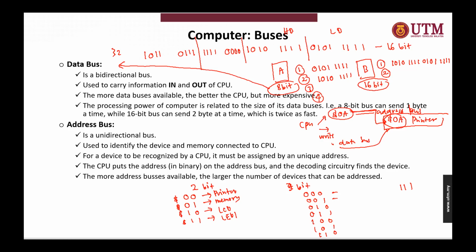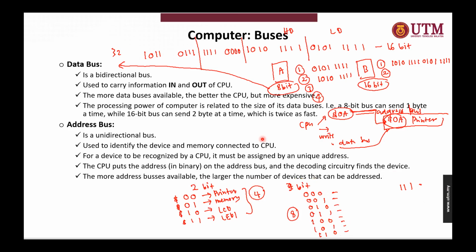You can see here, when the address bus is bigger, now I can connect more. Previously, I only can connect up to 4 devices. Okay, now I can connect to 8 devices. Starting from here, this is a printer, memory, LCD, LED, LED2, switches, push button. What else we have? LED3, 7-segment display. So now I can connect up to 8 devices by using a 3-bit address bus, while a 2-bit address bus only can support up to 4 devices.